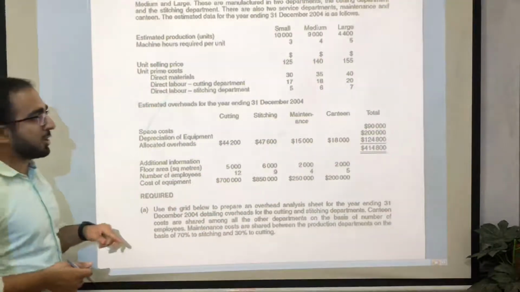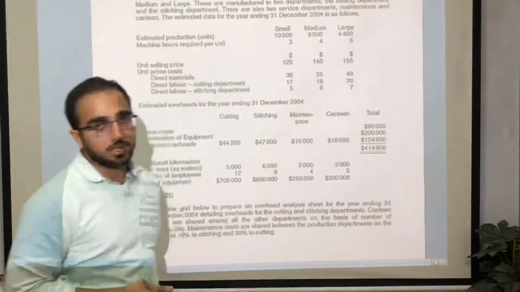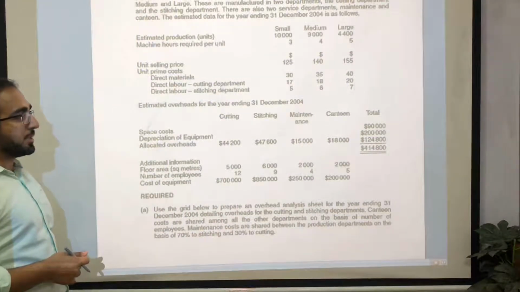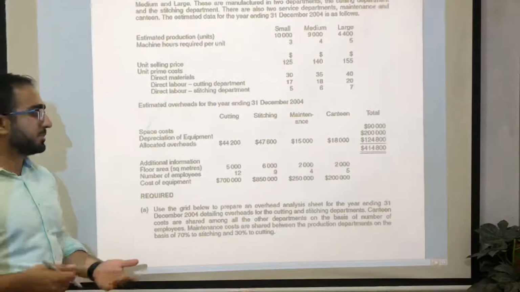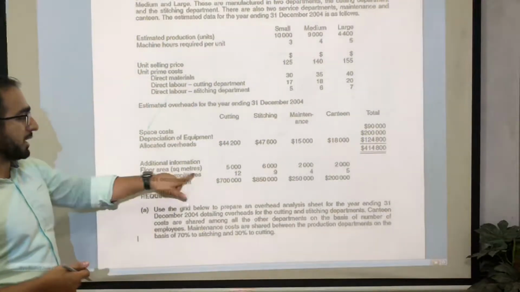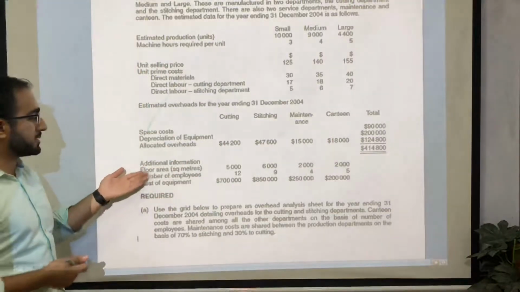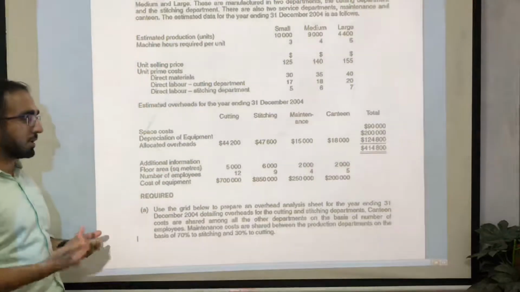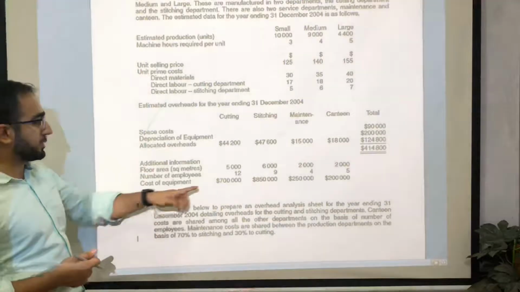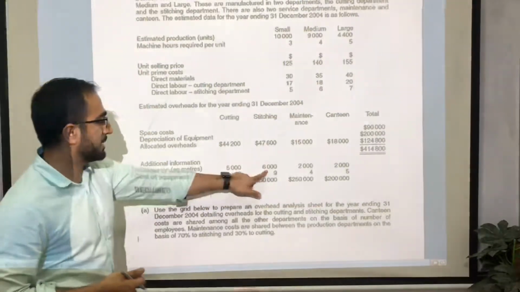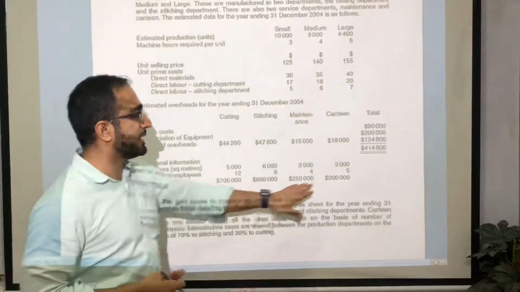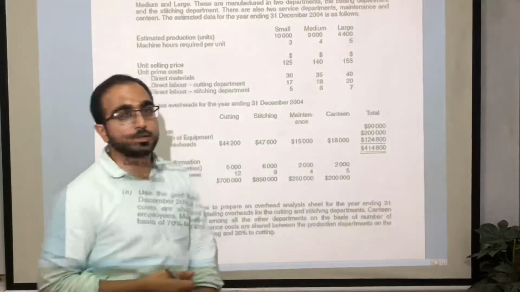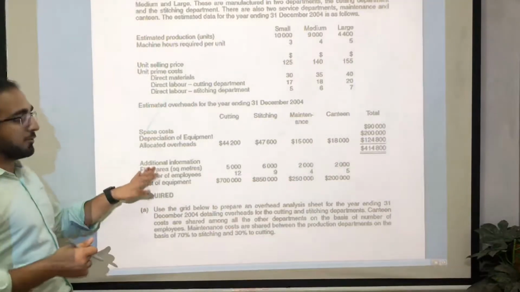For the space cost, you have a total of 90,000. Now that 90,000 needs to be apportioned between these 4 departments. The suitable basis for that is floor area. Space cost like rental will be based on floor area. The higher the floor area, the more the cost will be. So what you will do is you will total all of this, 5,000 plus 6,000 plus 2,000 plus 2,000. So that gives you a total of 15,000 as the total floor area.